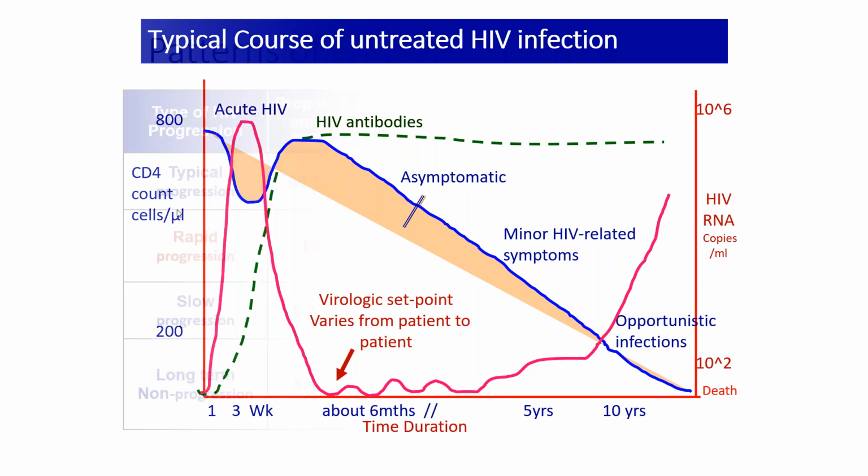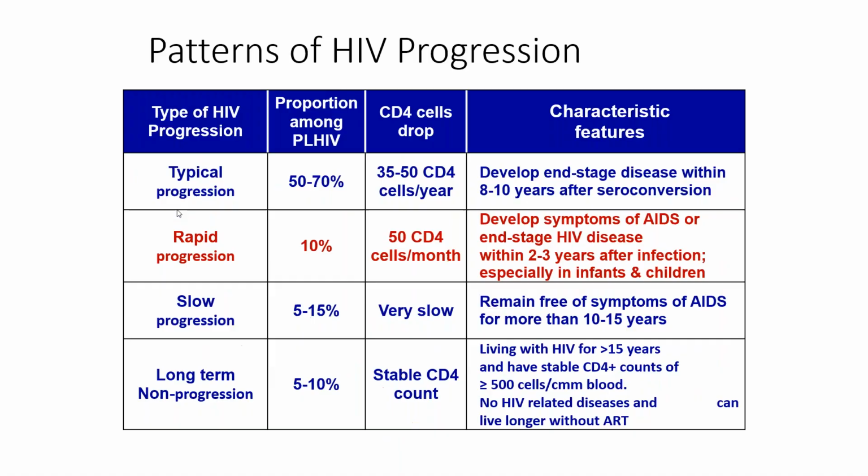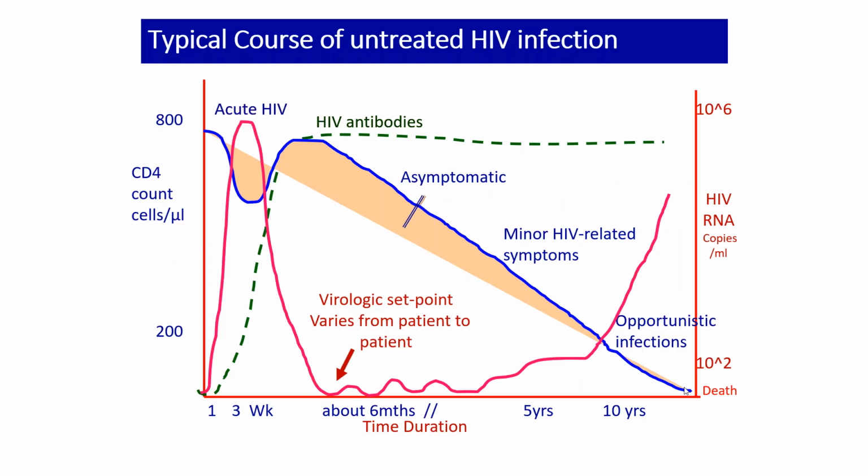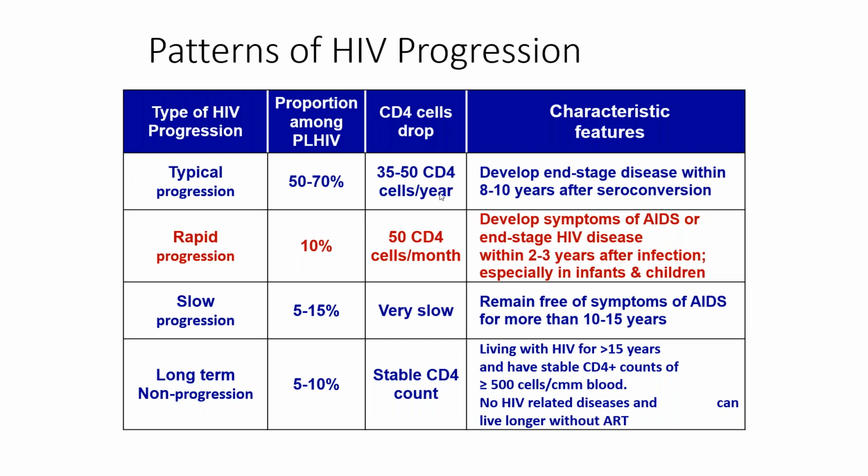So this pattern of progression that we saw, that the CD4 count is falling and patients go from asymptomatic to symptomatic to AIDS, this pattern is the usual pattern. This is called the typical progression, which happens in about 50 to 70% of patients who are HIV infected. They lose about 35 to 50 CD4 cells per year. And since they are dropping about 35 to 50 CD4 cells per year, remember if a person started with 800 cells, they will develop end stage within about 8 to 10 years of seroconversion. So this is how a typical person infected with HIV will progress.